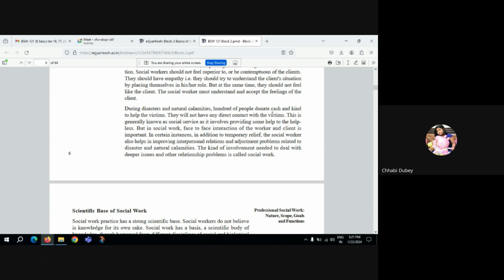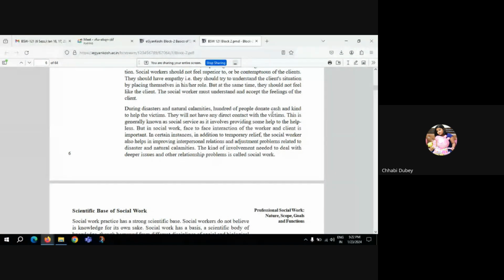Now, usually during disasters and natural calamities, hundreds of people donate cash and kind to help the victims. But this is not what social work is all about. This is basically social service, which is more or less some kind of charity. But in social work, we are having a face to face interaction with the clients. And in certain instances, in addition to temporary relief, social workers also help in improving interpersonal relations and adjustment problems related to disasters and natural calamities.